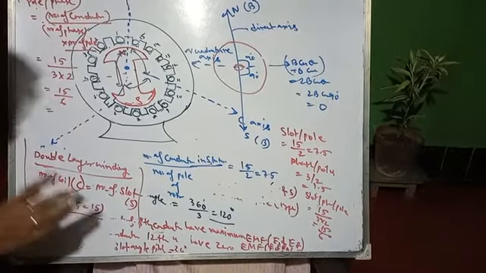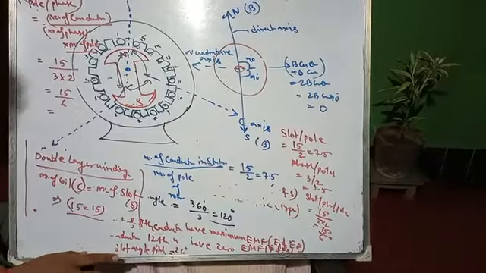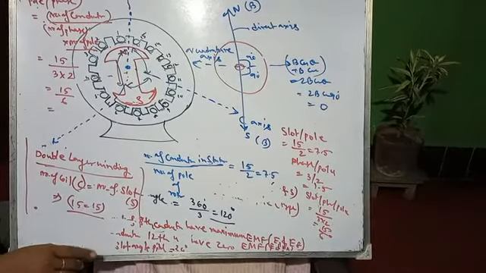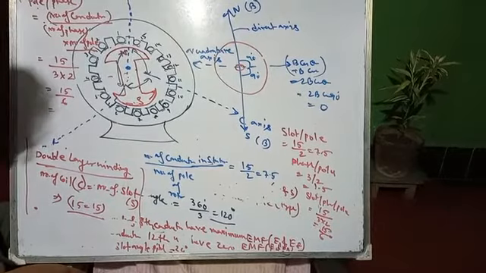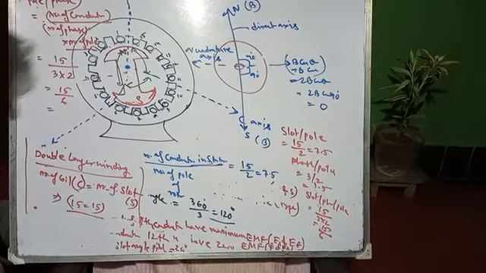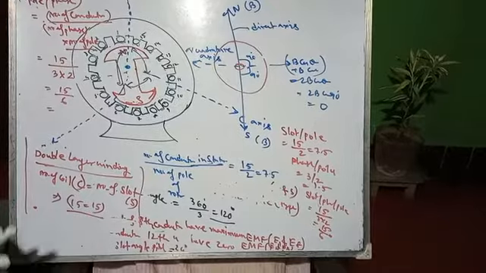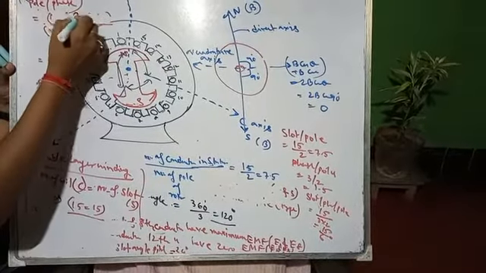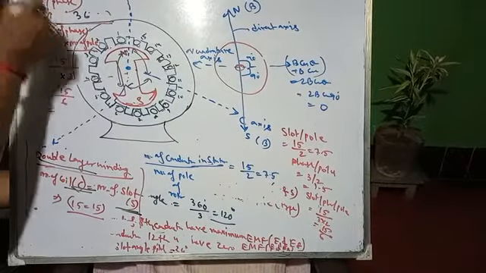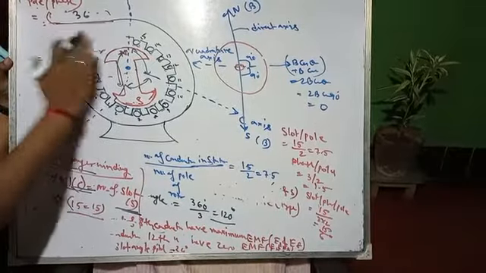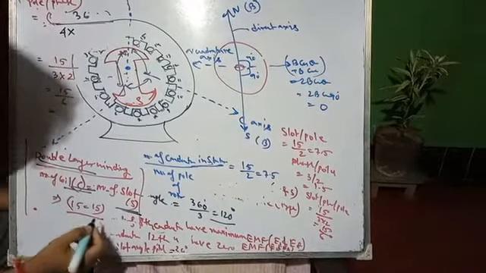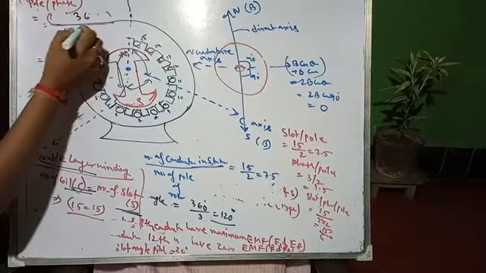So for this numerical, write: if a 3-phase winding with 36 slots and 4 poles is an integral slot winding, then calculate slots per pole per phase, or slots per phase per pole, whatever you can write. So what will be your answer? 36 slots are there, so the total number of conductors will be 36. Why? Because C equals S for double layer winding, so number of slots equals number of conductors. Next, what is the denominator part? Number of poles. It is given 4 poles, right?